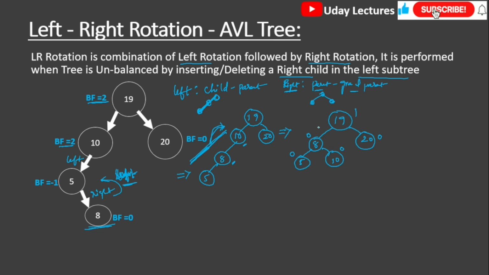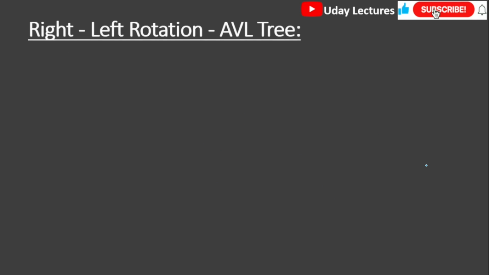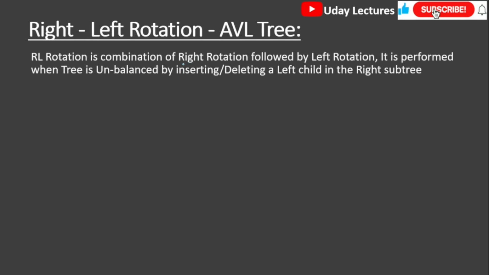So here the balance factors are within the range of -1, 0 and +1, and so we call this a perfect AVL tree or a balanced AVL tree. Now we will understand the next rotation, which is right left rotation, which is opposite to left right rotation. So here first we perform right rotation and then followed by the left rotation.